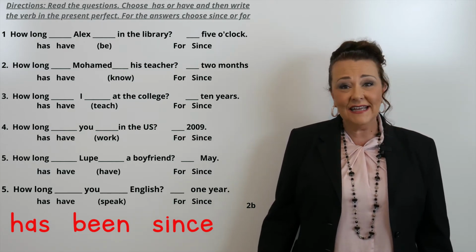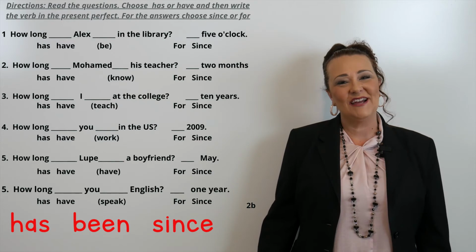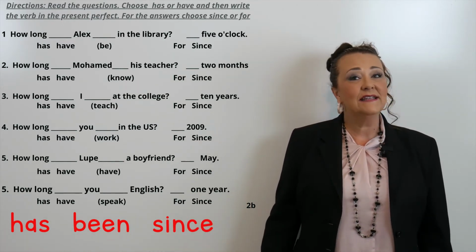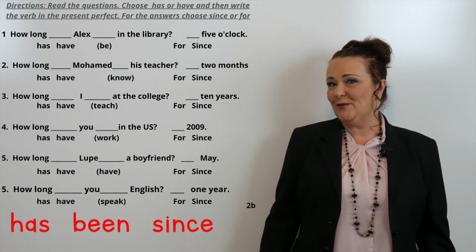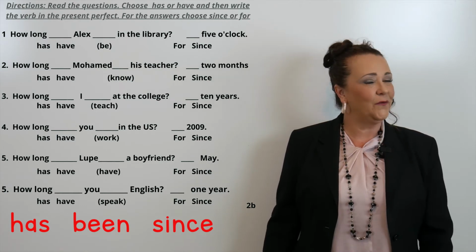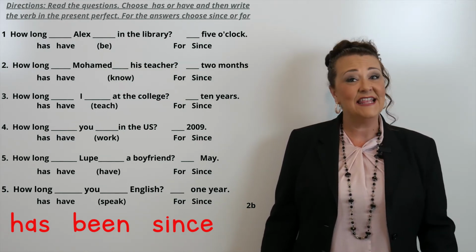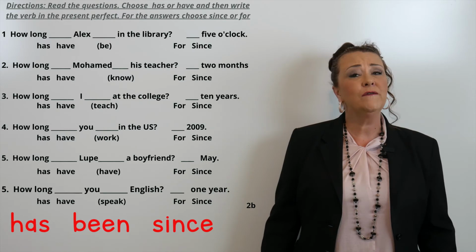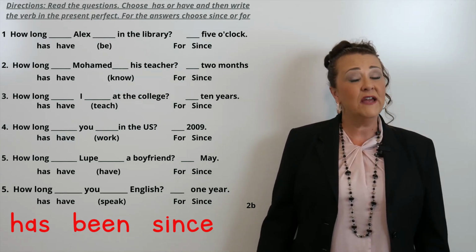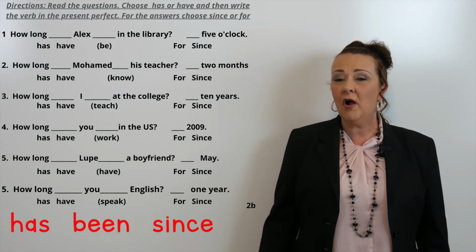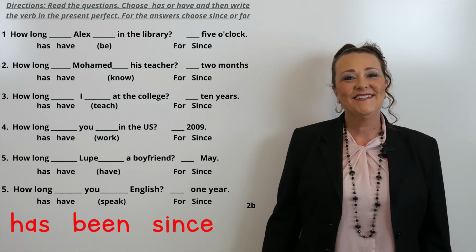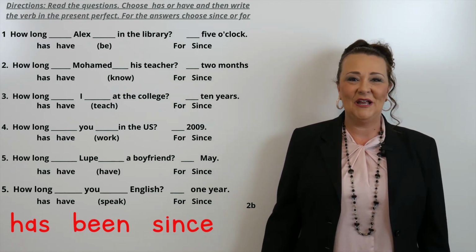Answer, since 5 o'clock. Now, I want you to go ahead and write the answers for numbers 2, 3, 4, 5, and 6. And don't forget to put the question and the answer. Pause your video while you're working on this activity. And then when you finish, turn the video back on and I'll go over the correct answers with you. Go ahead and pause your video now.